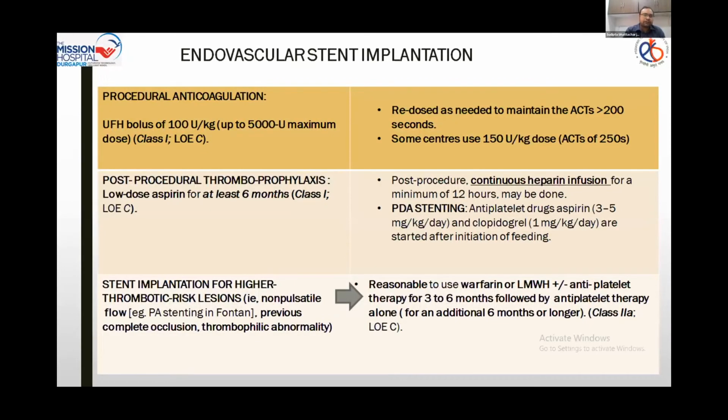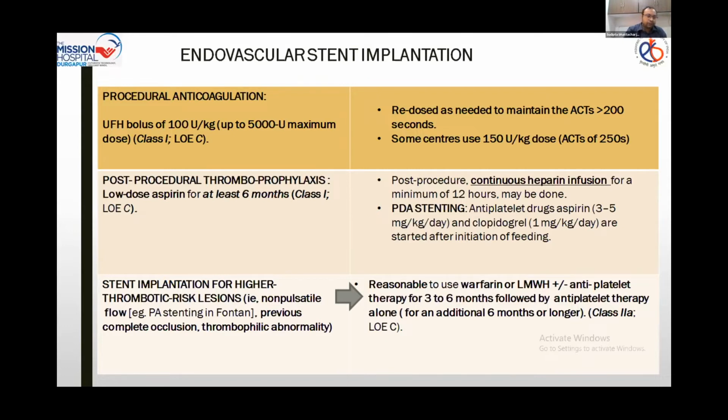In case of endovascular stent implantation in children, post-procedural thromboprophylaxis is done with low-dose aspirin for at least 6 months. In case of PDA stenting, continuous heparin infusion might be continued for a minimum of 12 hours after the procedure, and dual antiplatelet agents may be started after the initiation of feeding.